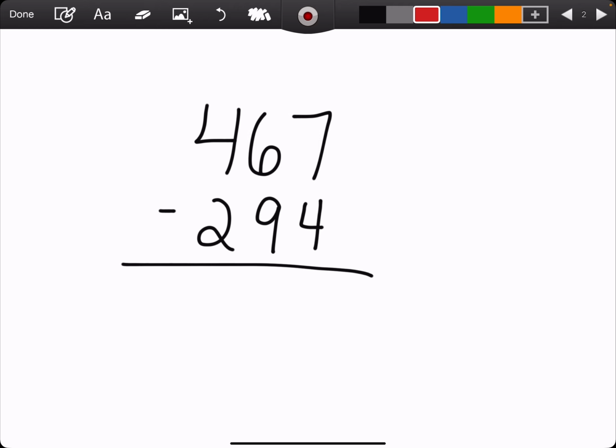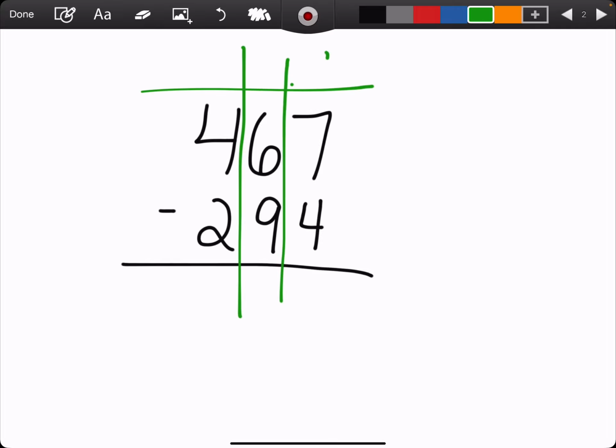294. So when you're subtracting these numbers, you always want to make sure you're keeping in mind, are they lined up in their place value positions? Ones, tens, hundreds. So here you can see that they are. Okay, you have your ones, you have your tens, you have your hundreds. So I'm gonna leave that up here right now because I always like to put them in their place value spots. And I'm going to start by subtracting in our ones place.